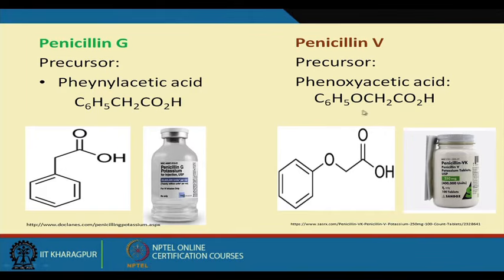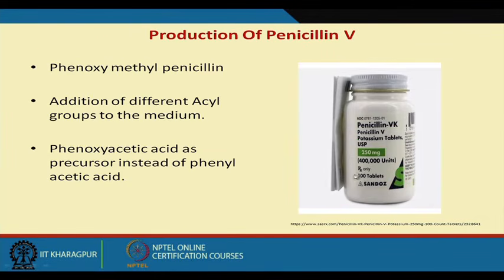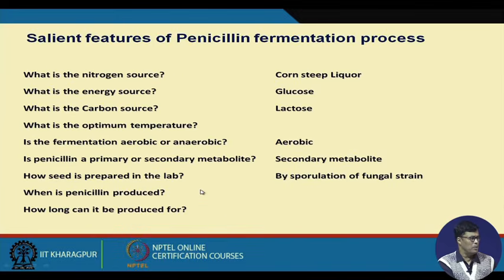This is penicillin V. Here the O group is there, this is CH2, but here the O group is there, that is why we call it phenoxy. So this is used for the production of penicillin V, the phenoxymethyl penicillin, by addition of a different acyl group to the media. The phenoxyacetic group is the precursor instead of phenyl acetic acid.